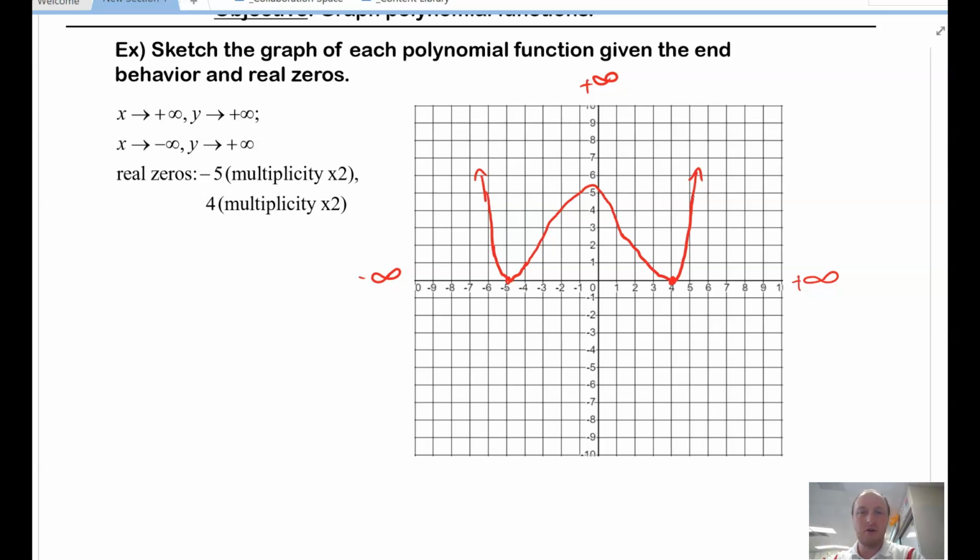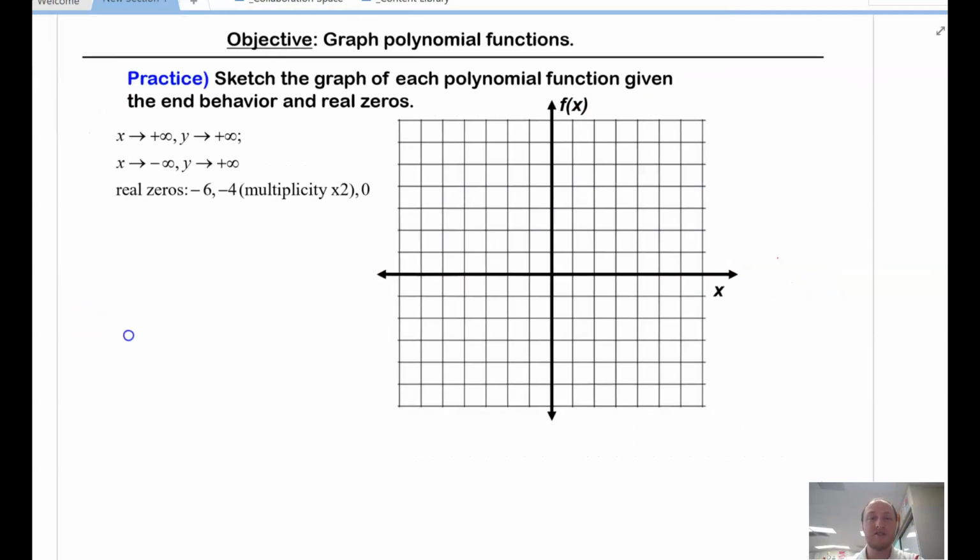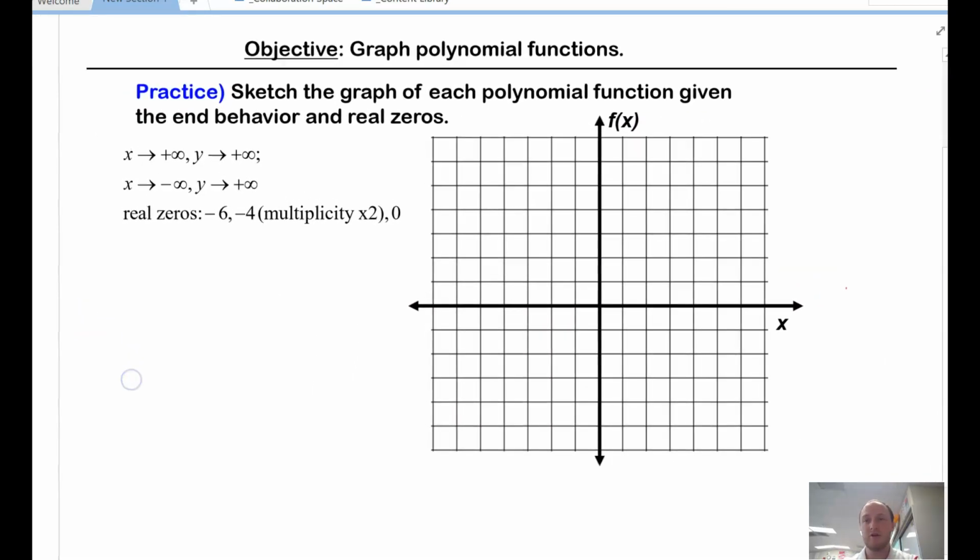Again, you are graphing this based upon your zeros and where they are. If a zero does not have multiplicity, you just pass through it. If it does, then you touch it and you bounce back off in the same direction. You don't pass through it into the negative or the positive quadrant. Okay, so I do have some practice problems. Here is the first one. Please pause the video, try this example, and I'll show you the answers in a second.